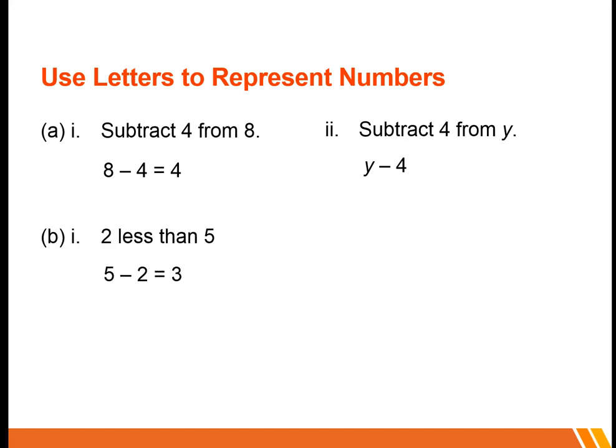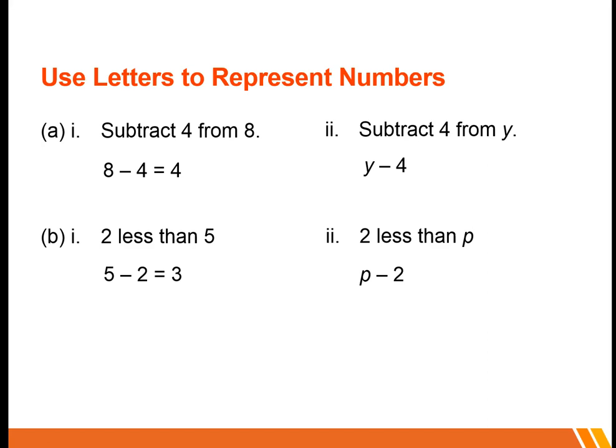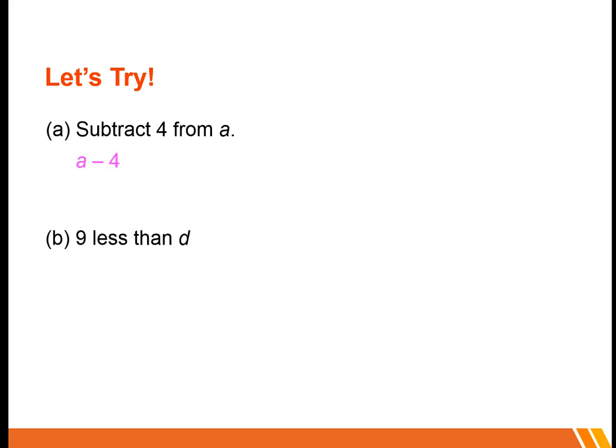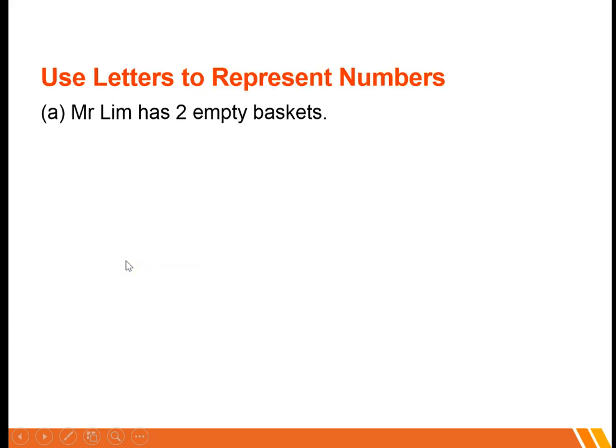2 less than 5, that will be 5 minus 2 equals 3. 2 less than P will be P minus 2, not 2 minus P, yeah? Okay, I hope this is clear. So moving on quickly to this one. Now subtract 4 from A will be A minus 4. 9 less than D will be D minus 9. Remember, 9 less than D means D is a bigger number, right? So D minus 9 will be the answer.